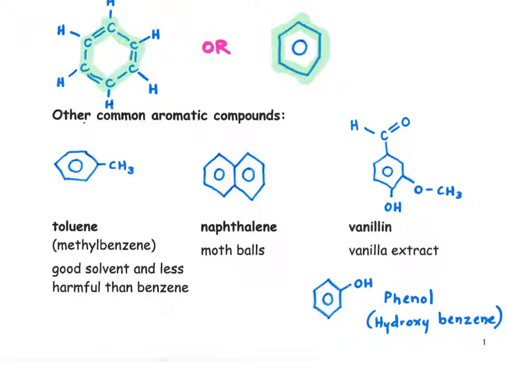Next to it, we have naphthalene, used in mothballs. Interesting to see the two benzenes stuck together like that. And then we have vanillin, which gives vanilla its characteristic taste and scent. And then we have phenol in the bottom, often used in things like pharmaceuticals as a starting molecule to manufacture other molecules. The IUPAC name for phenol is hydroxybenzene.